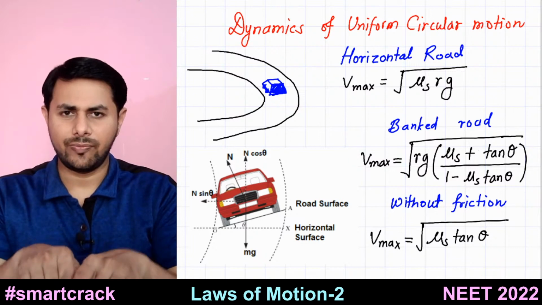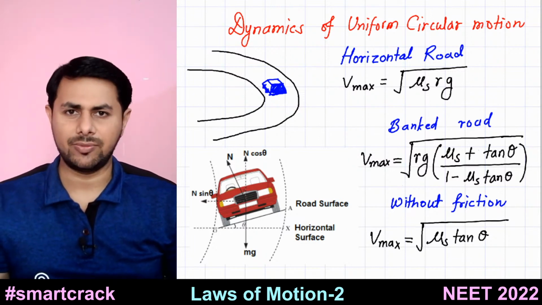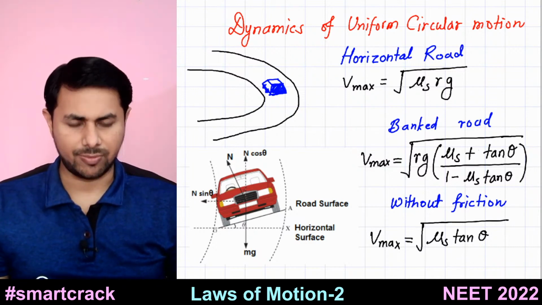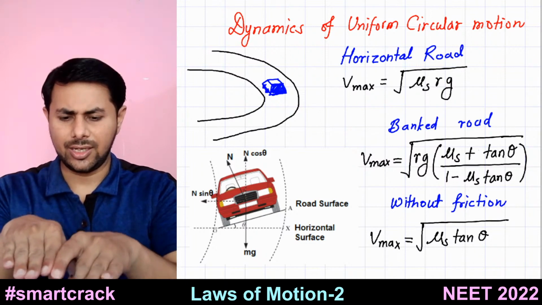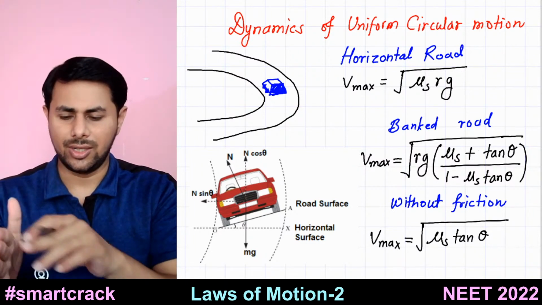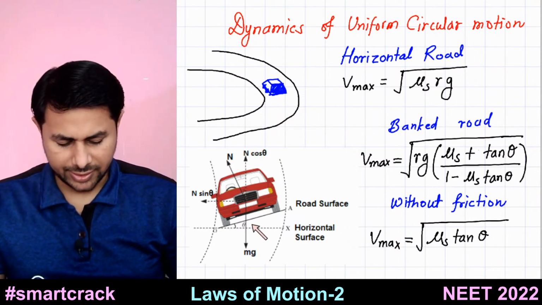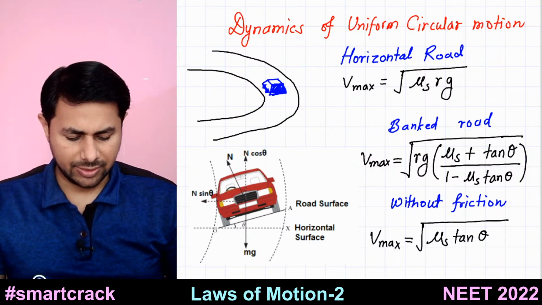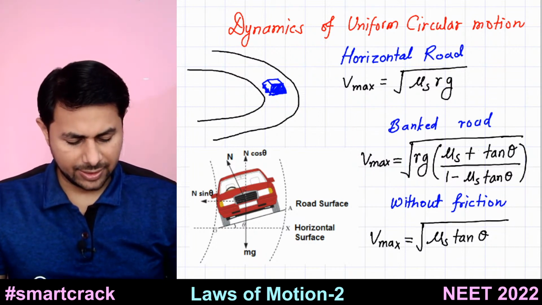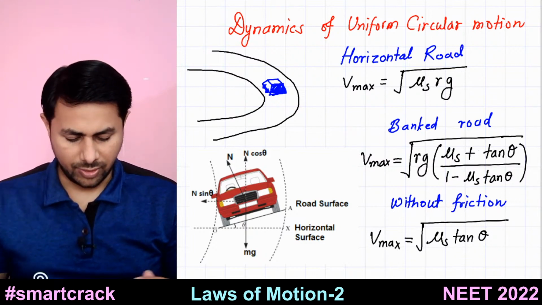So you bank a road. On a banked road, what happens? The maximum velocity with which you can drive the car safely is given by this formula. Okay, what is banking? It is raising of one edge of the road with respect to the other edge by some angle. Here the angle is theta. Then Vmax is given by square root of Rg multiplied by (mu s plus tan theta) divided by (1 minus mu s tan theta). Okay, this is the formula.